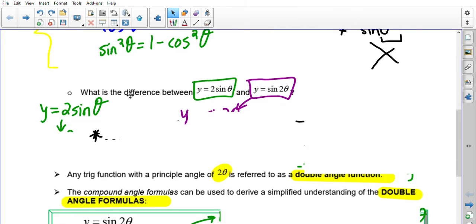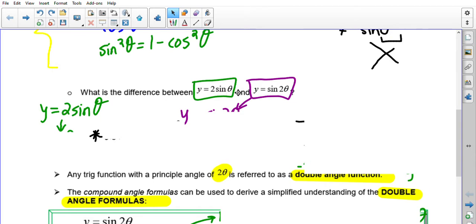Now I just want you thinking, if I gave you these two formulas, what is the difference between y equals 2 sine theta and y equals sine 2 theta? Some students will still look at this and their eyes will trick them and they'll think this is the same thing. Let's remember, two expressions are equivalent if they produce the same graph. So let's go over carefully what this means in terms of transformations.